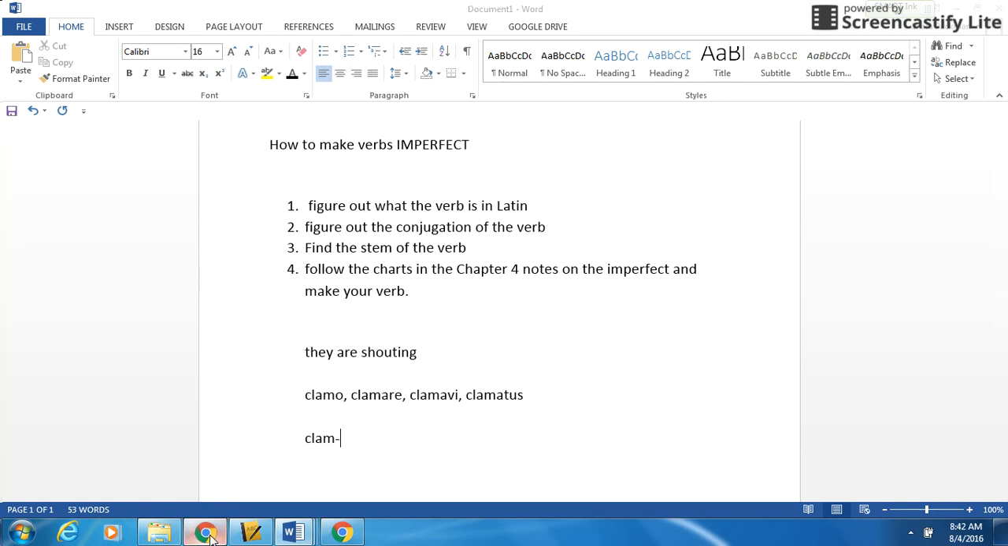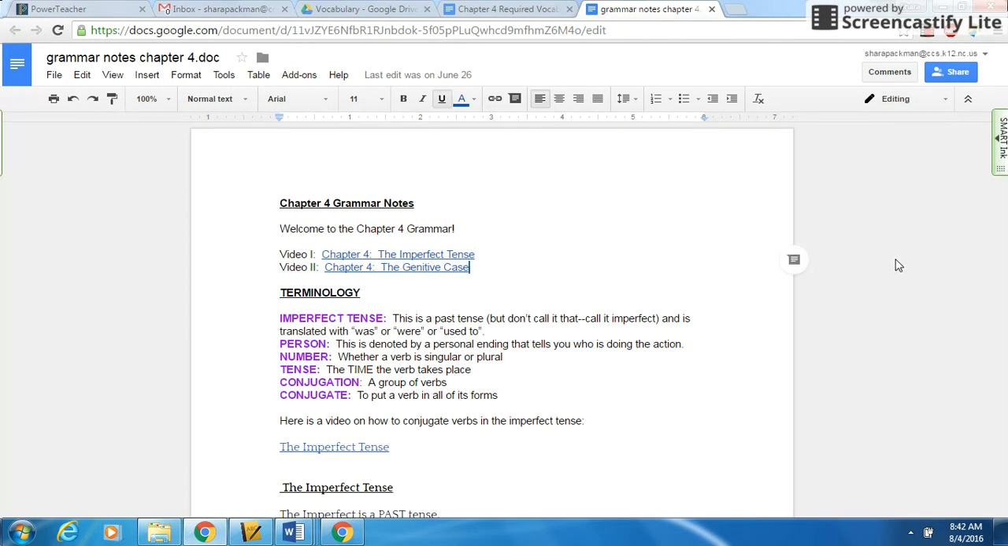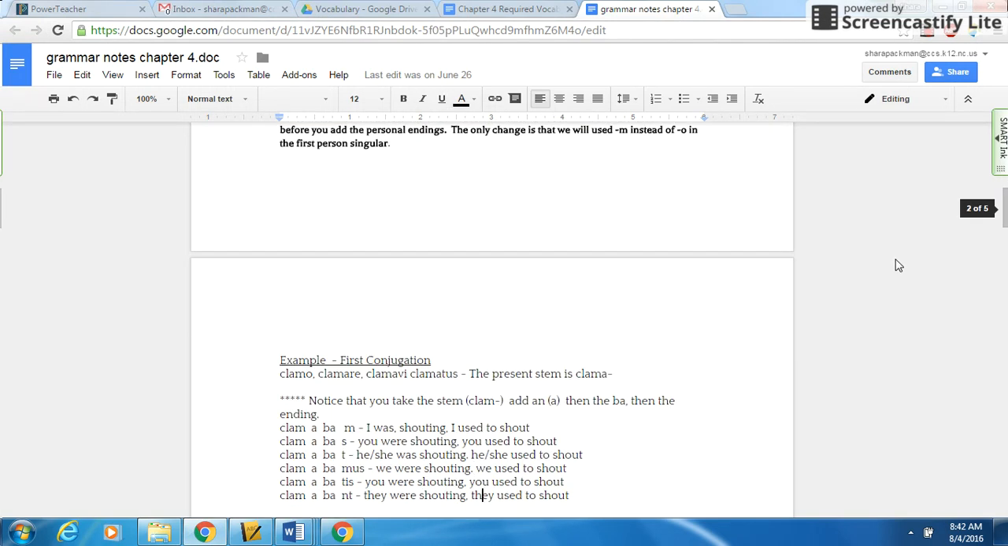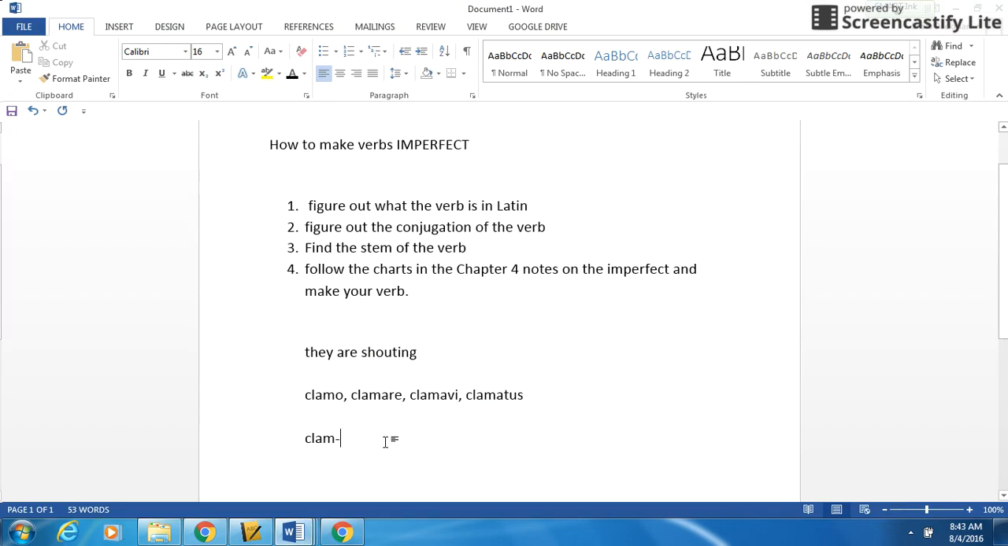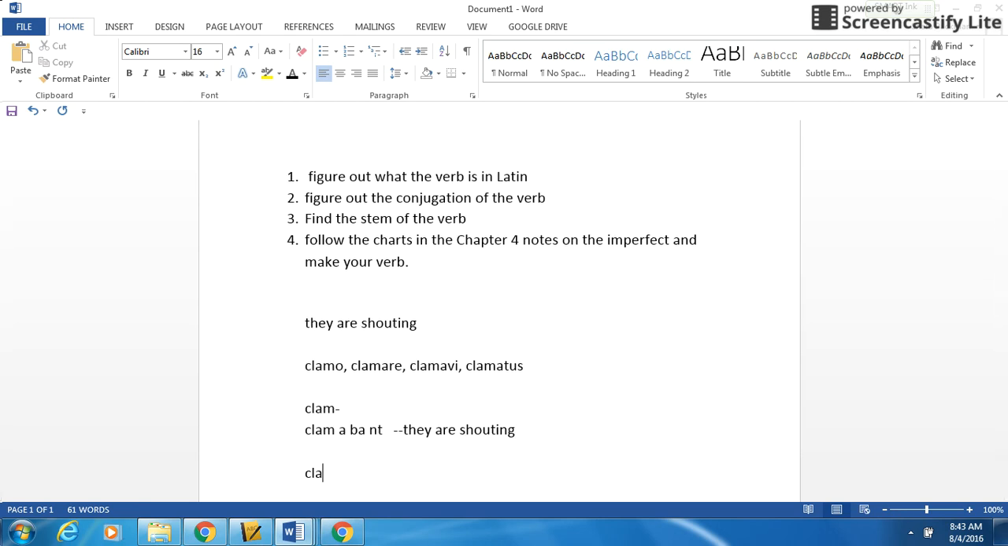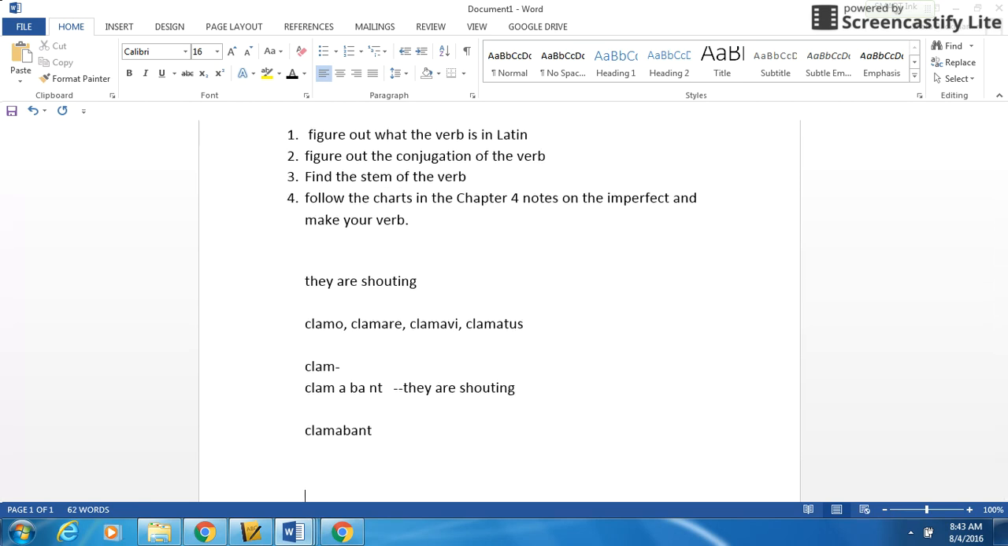Now we go back to our grammar notes and we scroll down our grammar notes to examples. Here's the first conjugation. We have they are shouting. So you have your stem, your vowel, your ba, and your ending. So it's clamabant. We added the stem, the vowel, the ba, and the right ending for they, and clamabant means they are shouting. You don't have to put the spaces in though. Here's how you should write it in your answer.